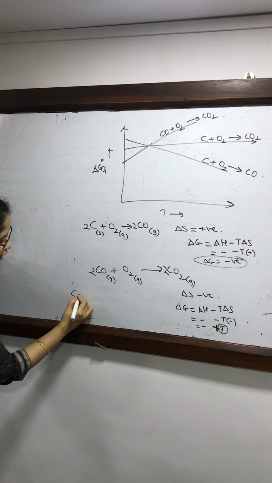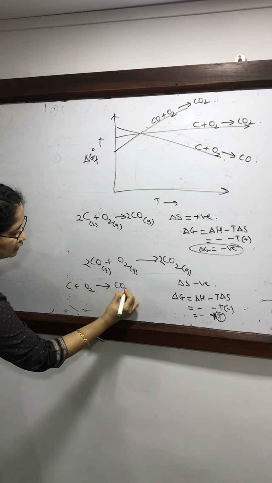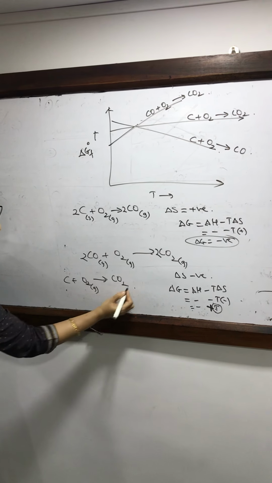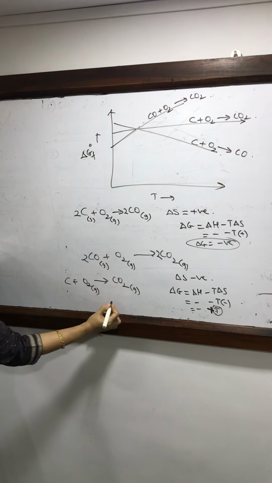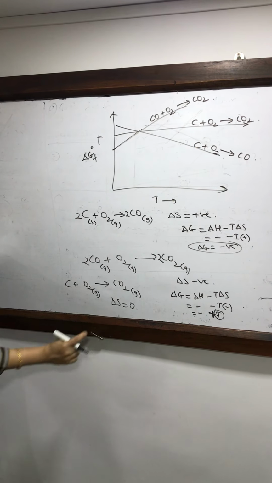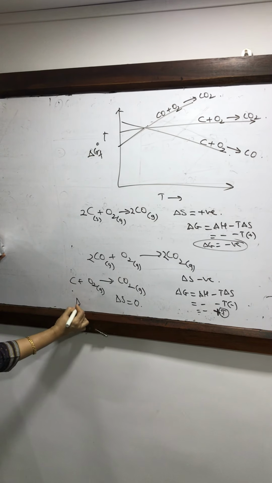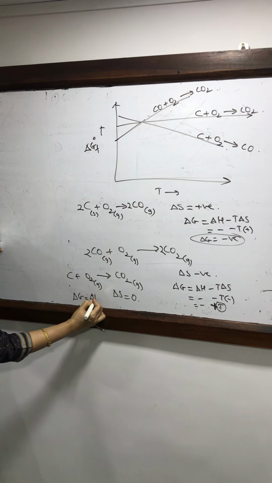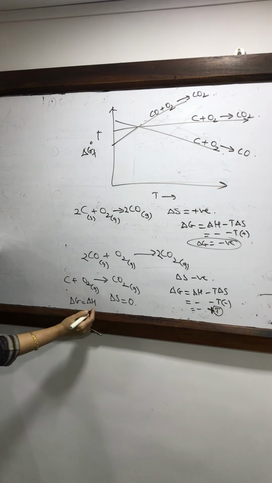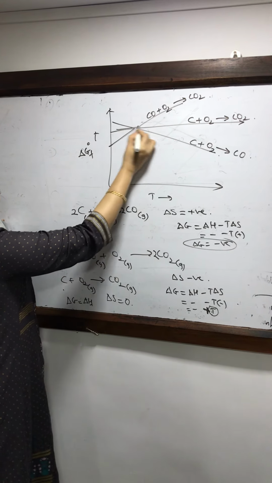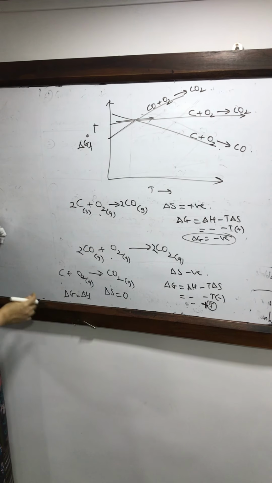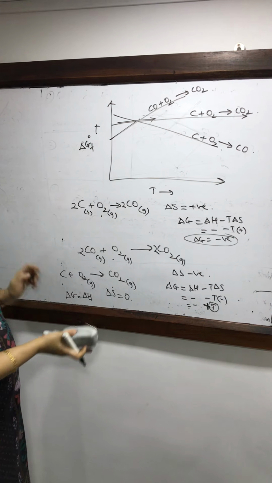But in case of carbon plus oxygen giving carbon dioxide, it's a self-balanced equation. There is 1 mole of gaseous reactant giving 1 mole of gaseous product. So here entropy change is 0. And if entropy change is 0, then delta G will be equal to delta H. This is negative, therefore delta G is negative. And therefore it will be parallel to the x-axis. So the graphs for these 3 formations are different.